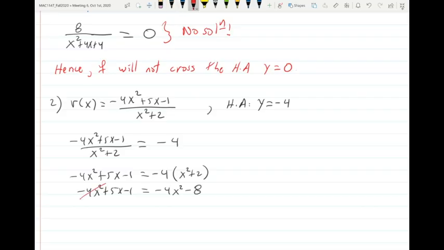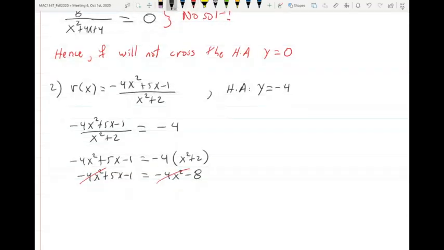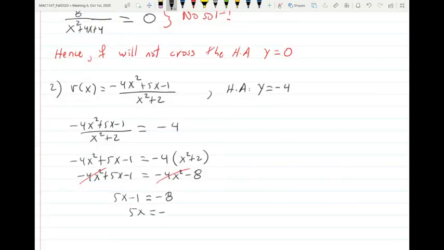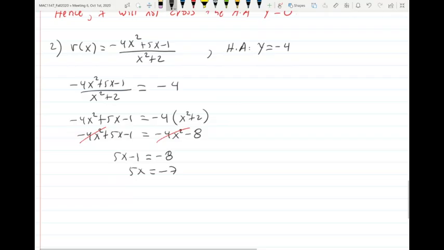So we can see that the negative 4x squared terms cancel each other. So we are left with 5x minus 1 equals negative 8. So we have that 5x is negative 7. So x equals negative 7 over 5. Okay, so we found a solution.